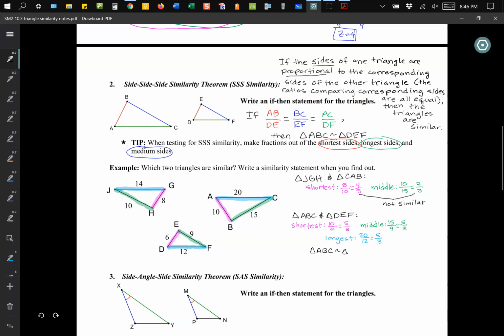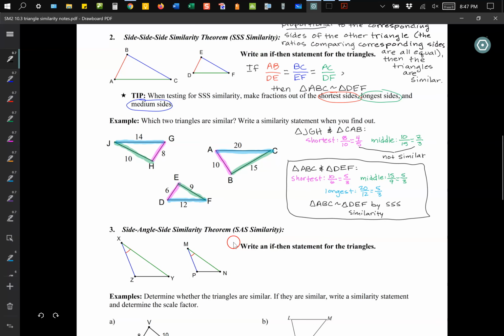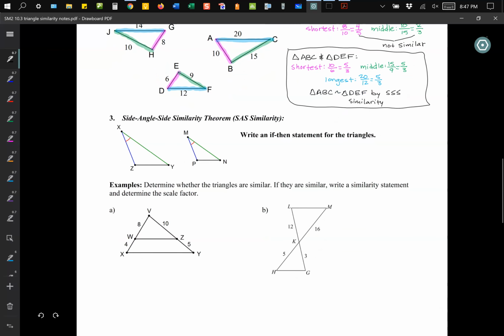Triangle ABC is similar to triangle DEF by SSS similarity. Now, you could test JGH and DEF, and they would not be. All right, there is one more test for similarity. This one, you will know something about one angle and something about two of the sides.